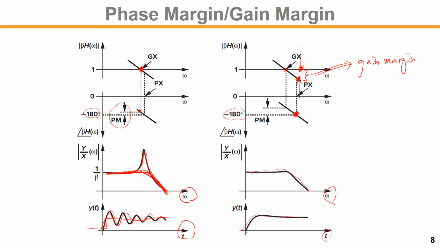Typically for the phase margin, we design for a PM of around 60 to 70 degrees, and the gain margin greater than 6 dB. Greater than 6 dB is something that you want to achieve, right?